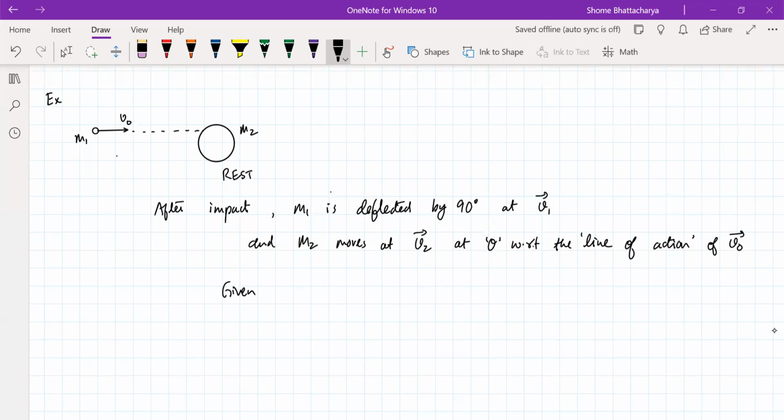So given these are the masses. V0 has a magnitude of 4 meters per second and theta is equal to 37 degrees. You want to find the magnitudes of the final velocities V1 and V2. So just take down the data of the question and set up the diagram of what happens during impact and what happens just after impact. From that, try to apply conservation of linear momentum in component form, and we'll see how we'll come up with the equations.